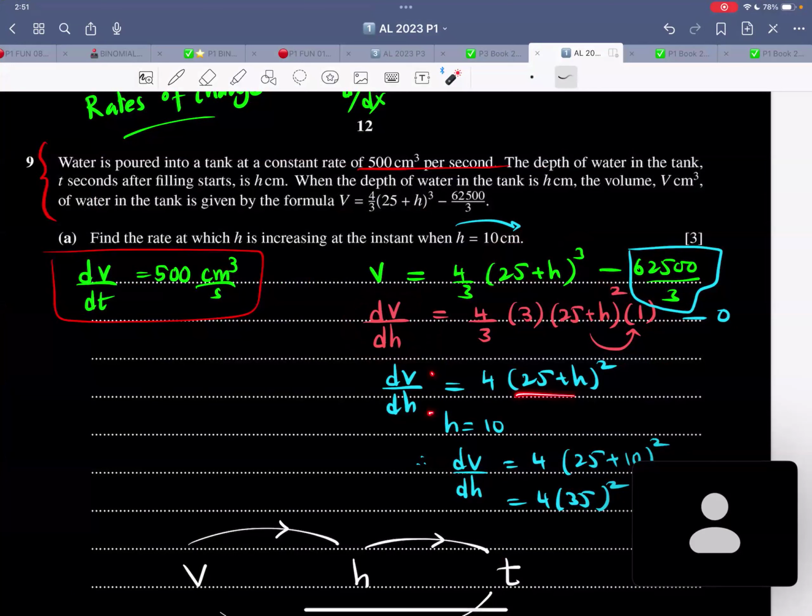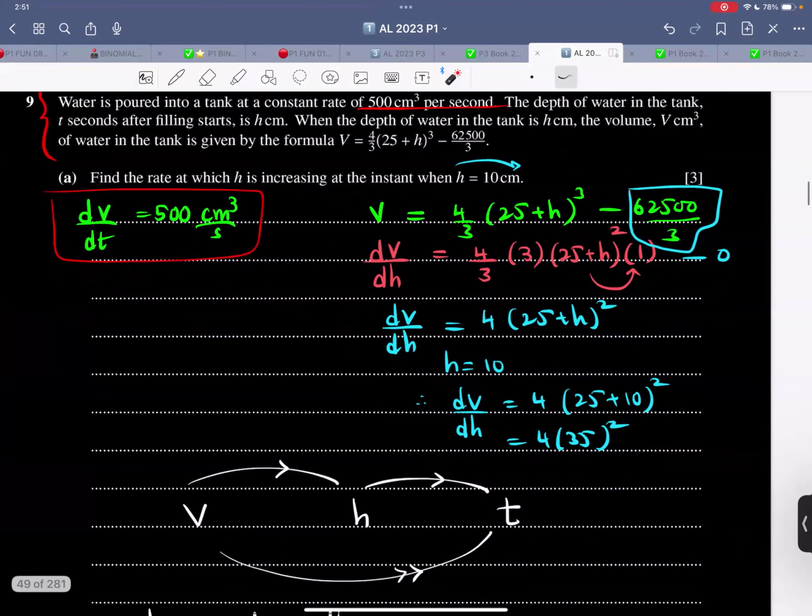dV by dh is this. Plug in h is equals to 10. dV by dh is 4 into 35 square. Find the rate at which h is increasing.